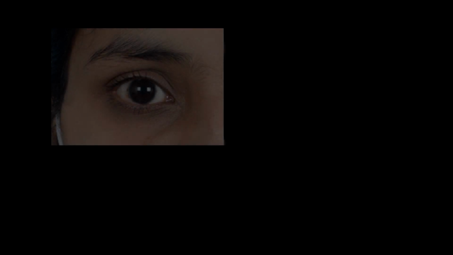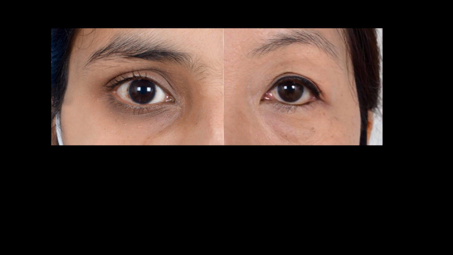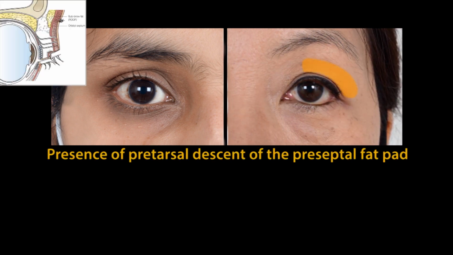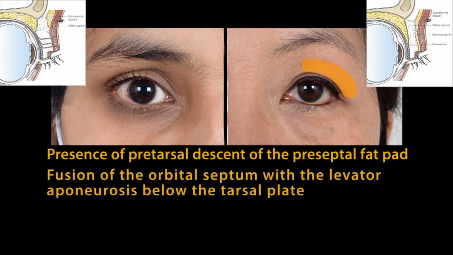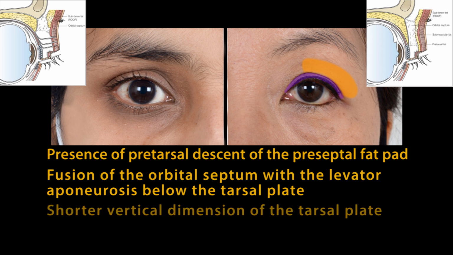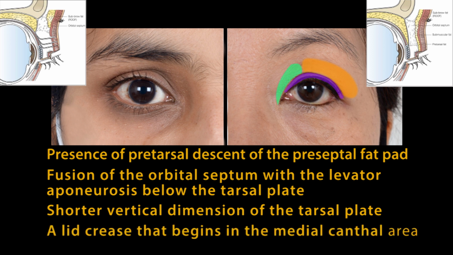Differences exist in the anatomical features of the various ethnic groups. For example, among the Asiatic eyelids, there is presence of pretarsal descent of the preseptal pad of fat, fusion of the orbital septum with the levator aponeurosis below the dorsal plate, a shorter vertical dimension of the dorsal plate, and a lid crease that begins in the medial canthal area.